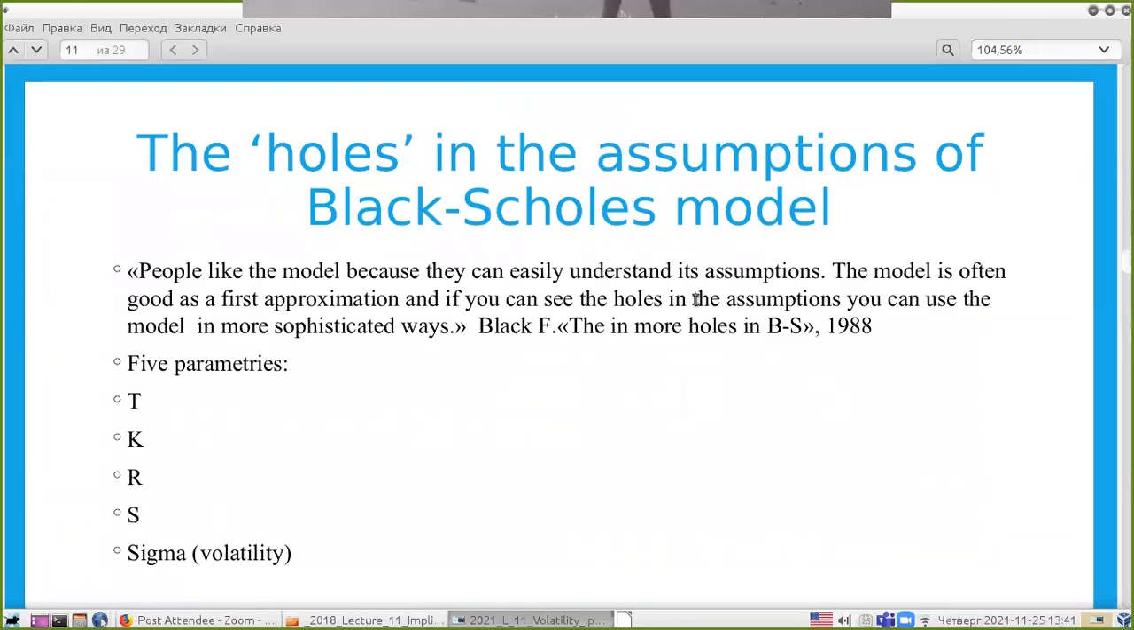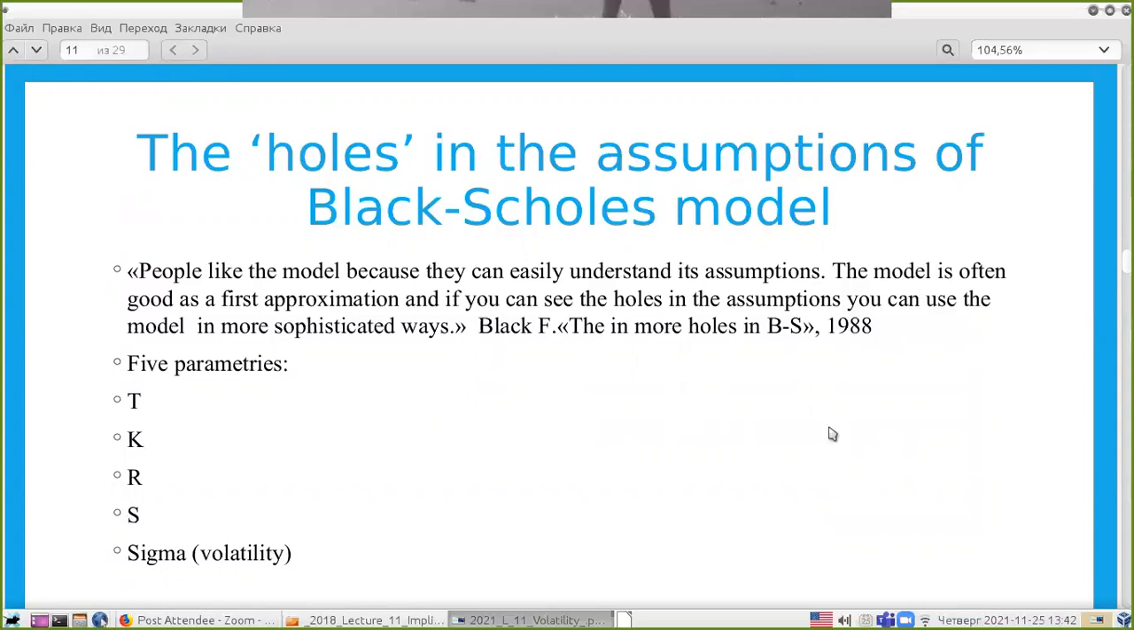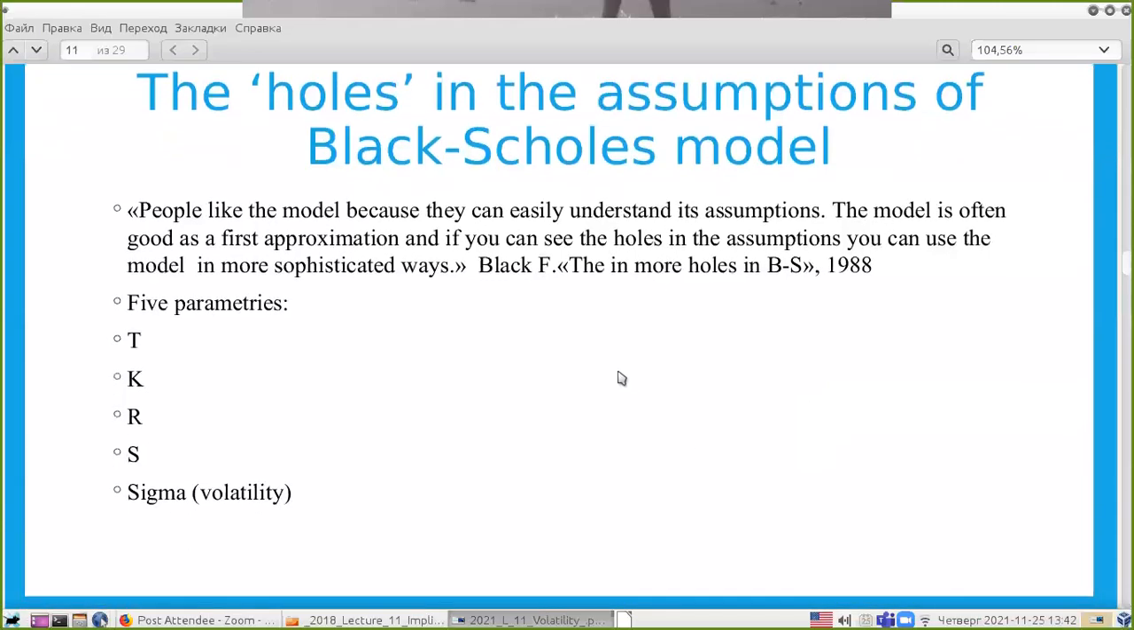Even Black, one of the creators of this formula, wrote that people like the model because they can easily understand its assumptions. The model is often good as a first approximation, and if you can see the holes in the assumptions, you can use the model in more sophisticated ways. So what does it mean? In this formula, we have 5 parameters.